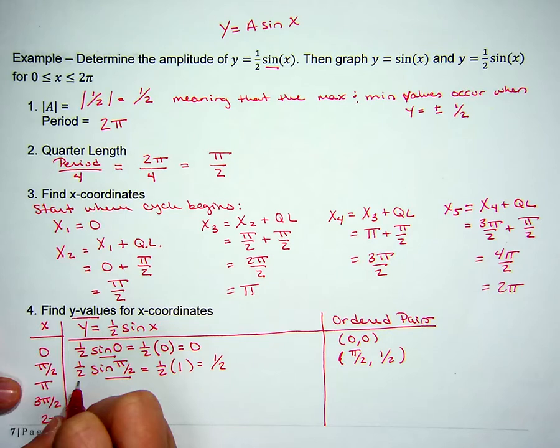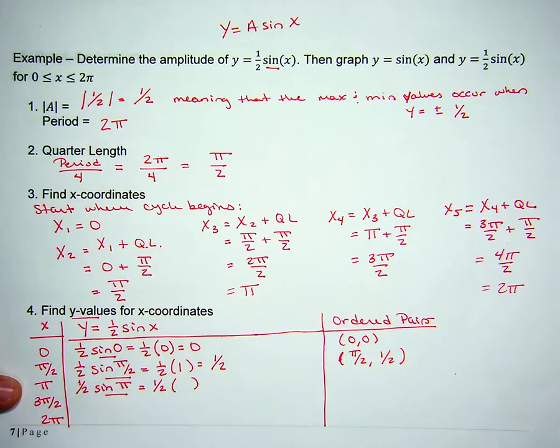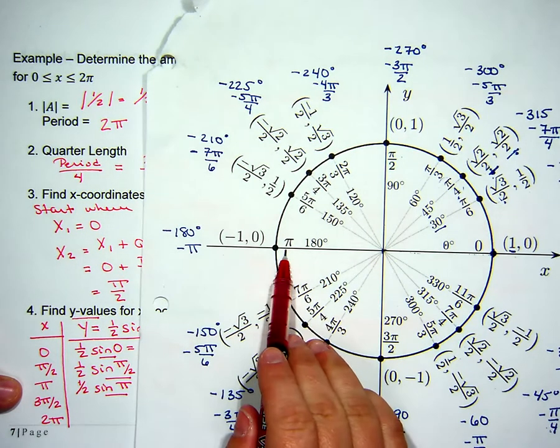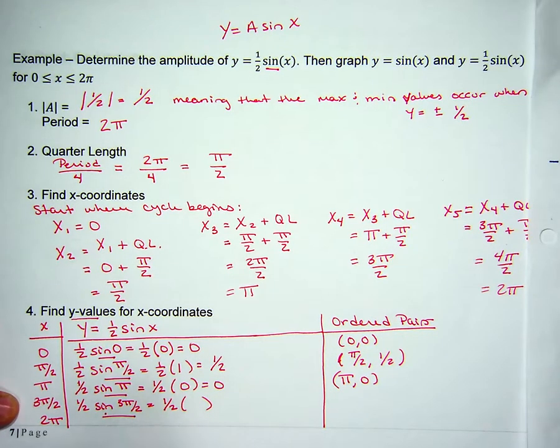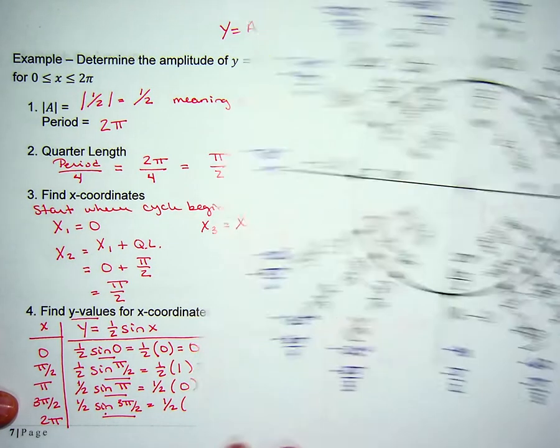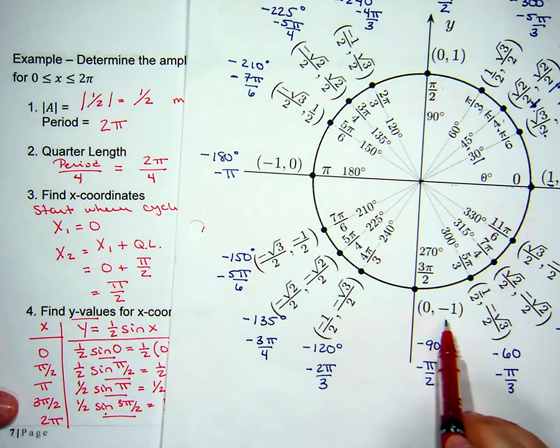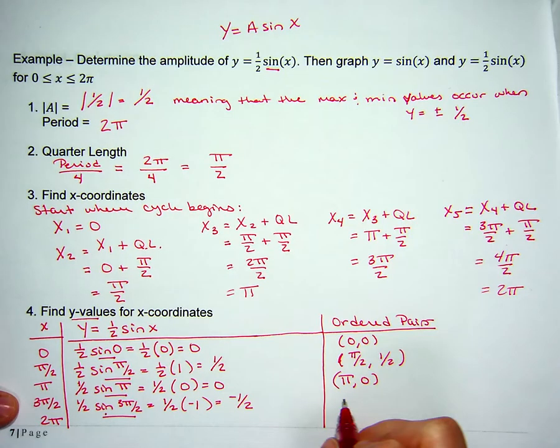Next I have 1/2 sine pi. Sine of pi means what's the y at pi? At pi, y is 0. Ordered pair, pi, 0. I have 1/2 sine of 3 pi over 2, which will give you 1/2 times the sine of 3 pi over 2, which means what's the y at 3 pi over 2? It's -1. So that'll get you -1/2. Ordered pair, 3 pi over 2, -1/2.